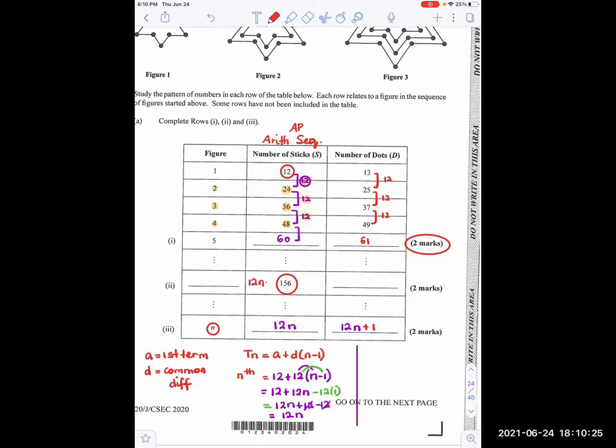12n is 156. Work out n for me. What is the opposite or what is the inverse of multiply by 12? Divide by 12. So go ahead and work it out. And work out this piece here and this piece here for me.